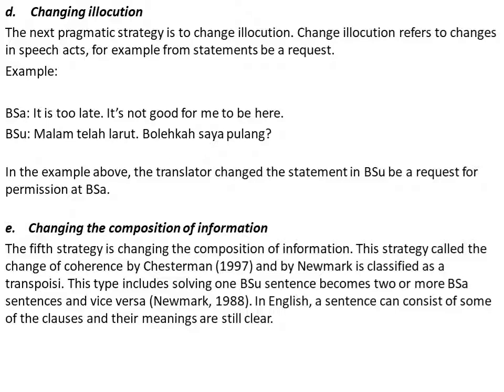E. Changes in the coherence of information. The fifth strategy is changing the coherence of information. The strategy is called the change of sentence structure by Chesterman, 1997, and by Newmark is classified as transposition. This type includes splitting one sentence into two or more sentences and vice versa (Newmark, 1988). In English, a sentence can consist of some clauses and their meaning is still clear.